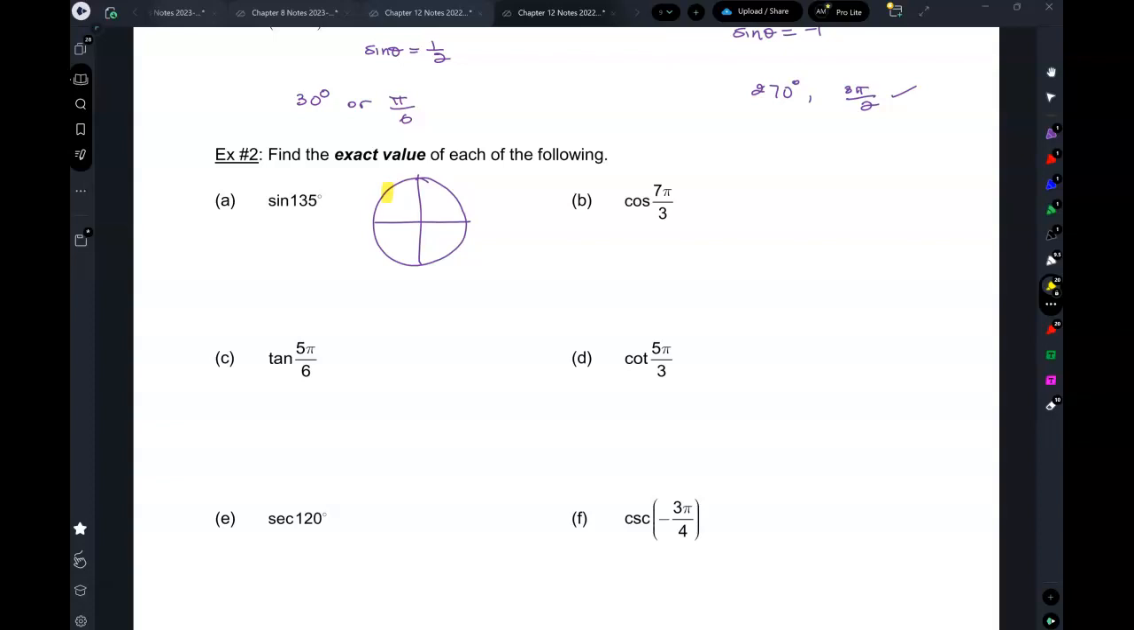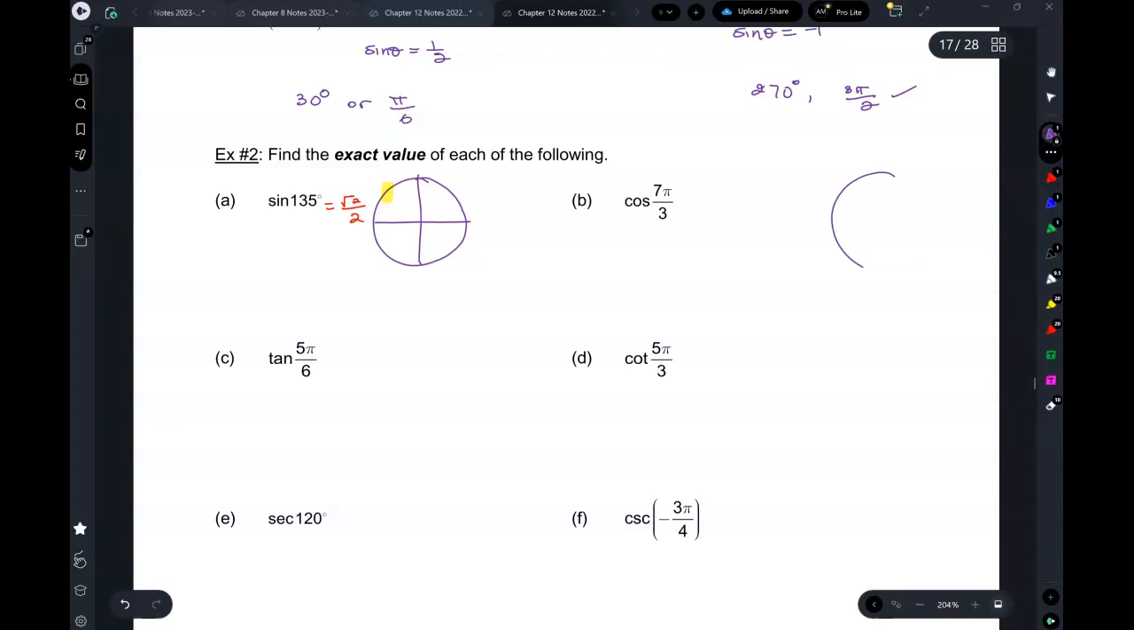Okay, so which one of the triangles is that? Is that the root 2 over 2 or the... It's the root 2 over 2. So I would have to go root 2 over 2 to the left. And how much would I have to go up? Root 2 over 2. So I have to go up root 2 over 2, right? So this is root 2 over 2. Positive, because it's sine. It's the vertical. Yeah? Okay, so let's do another one.